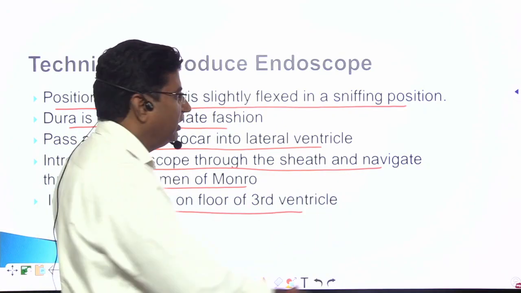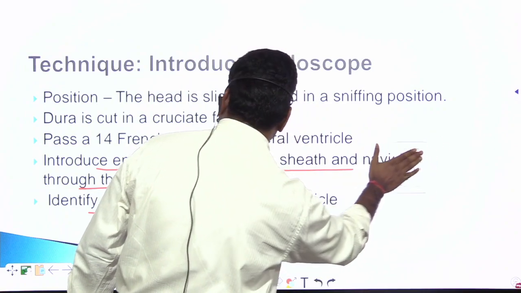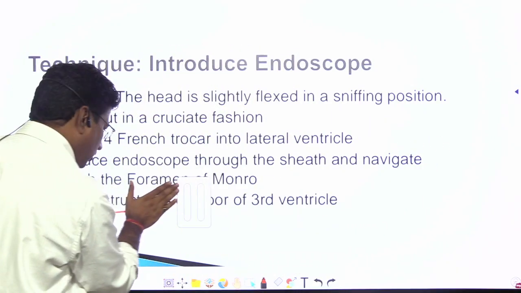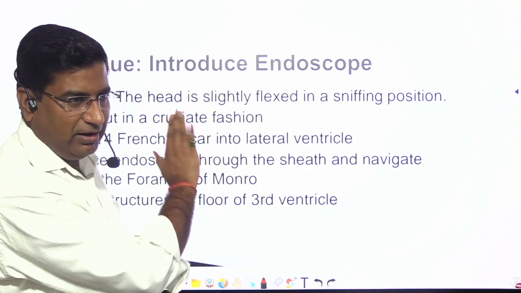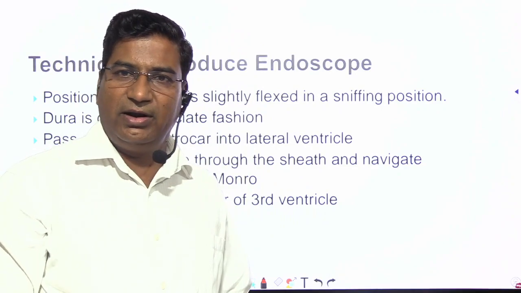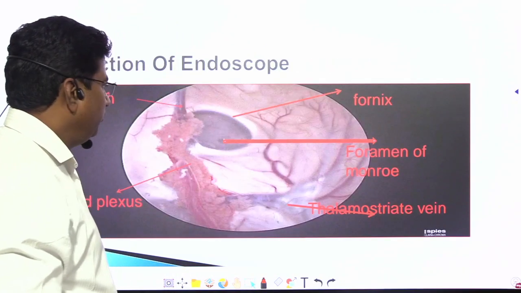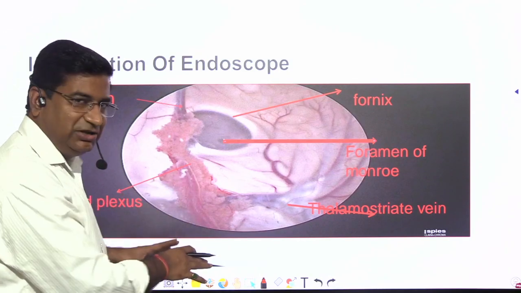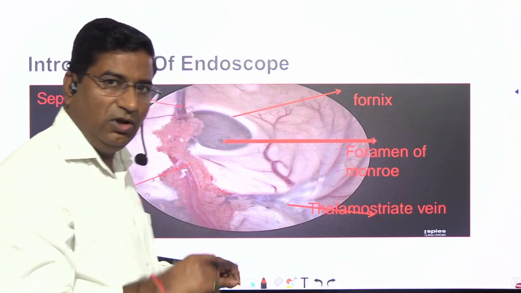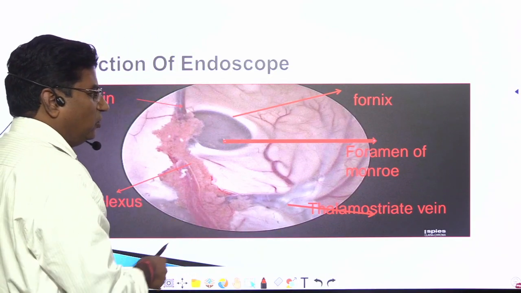of third ventricle. So you put a burr hole, then inside the skin, then introduce the endoscope into lateral ventricle and then observe and identify the structure in lateral ventricle and then floor of third ventricle before going to fenestrate. And this is the picture of endoscope in lateral ventricle. So you first identify the structure endoscopically.